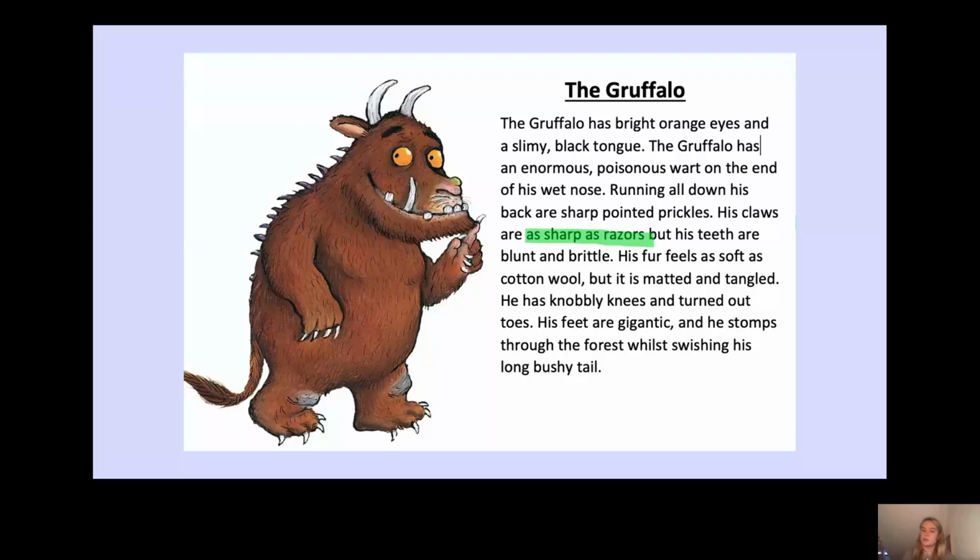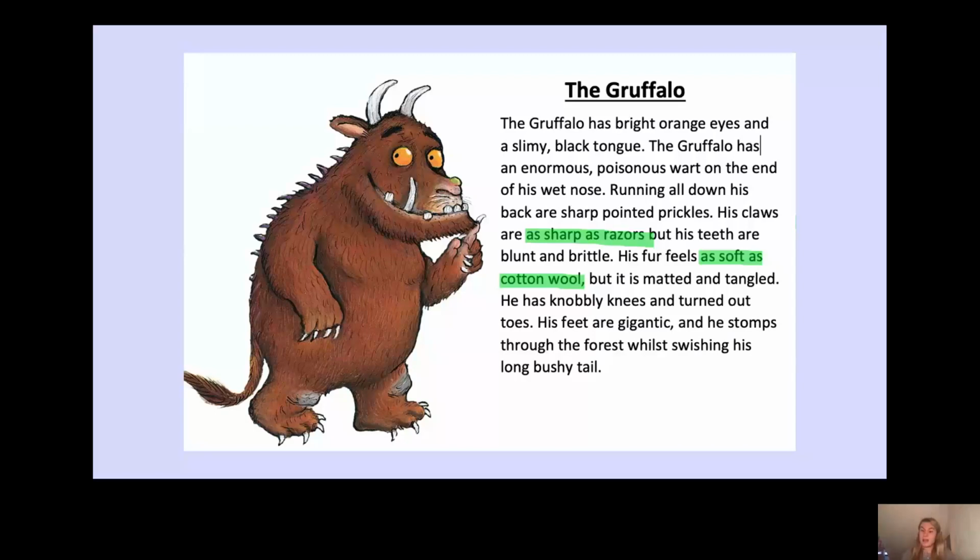His fur feels as soft as cotton wool. Oh, here's another one here too. As soft as cotton wool. So the Gruffalo's fur is very soft, but then the author also thought, well, cotton wool is also soft. So therefore, the author has compared the Gruffalo's fur to a piece of cotton wool because they are both soft, using a simile, as soft as cotton wool.